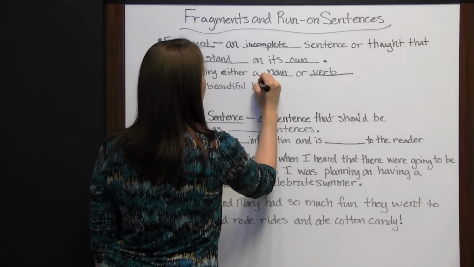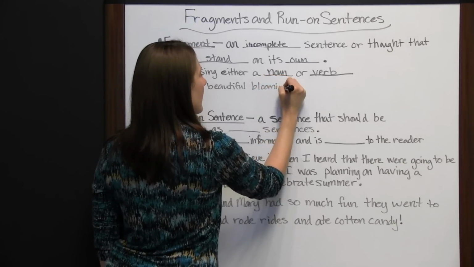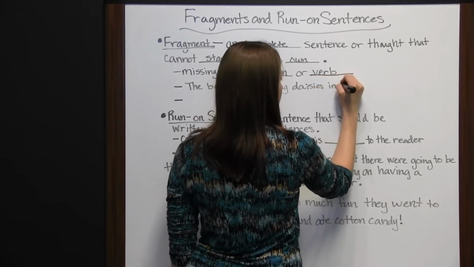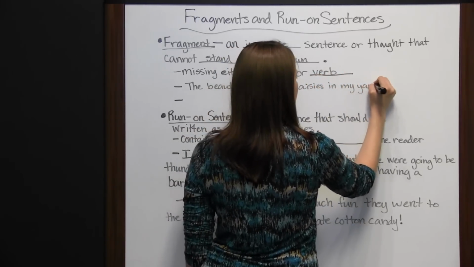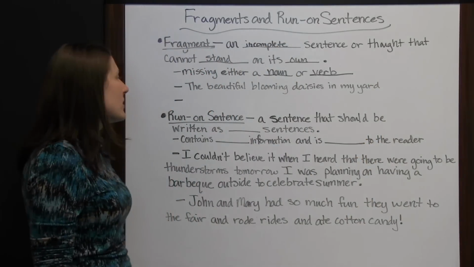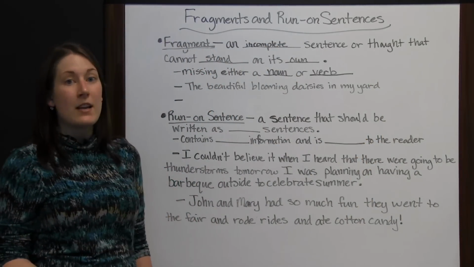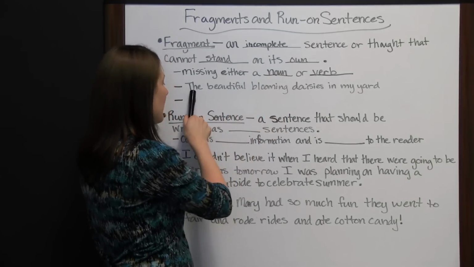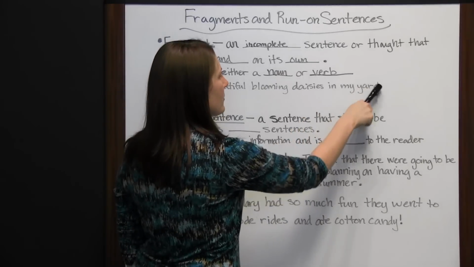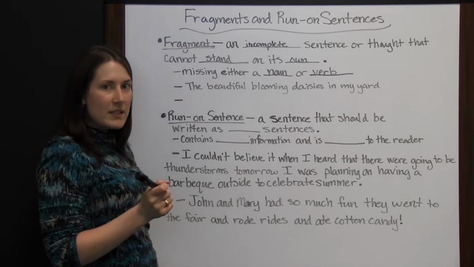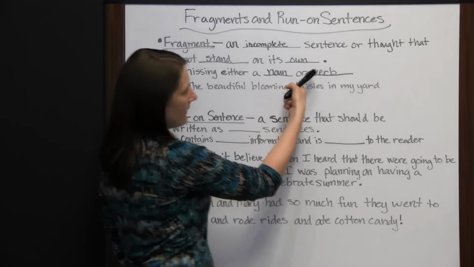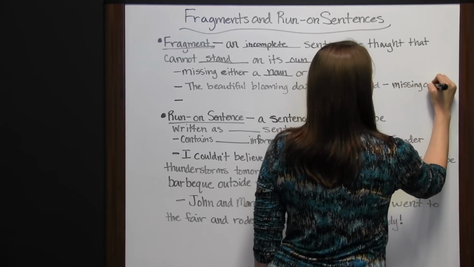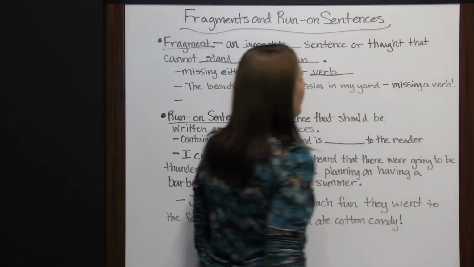The beautiful blooming daisies in my yard. Now this is a lot of information. The beautiful blooming daisies in my yard. But you have your noun, some adjectives to describe it, an article adjective, and then you've got a prepositional phrase that tells you where they are. But you're missing something. You're missing the verb. So this one is a fragment.